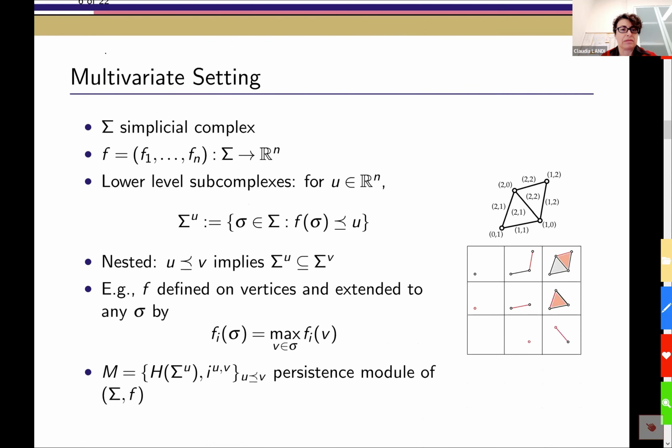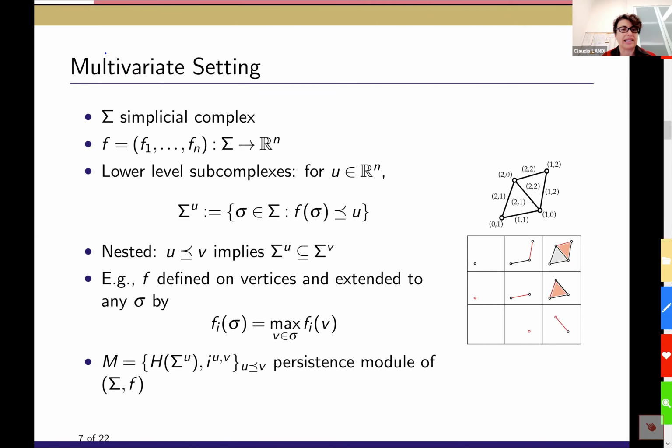So as I mentioned, the setting is the one where we have a cell complex, for example, a simplicial complex, and we have a function defined on the simplices of the simplicial complex, taking values in R^n, and we can form the subcomplexes containing only those cells that have a value by the function f that doesn't exceed u in this partial order that we have on R^n, and these subcomplexes are nested.